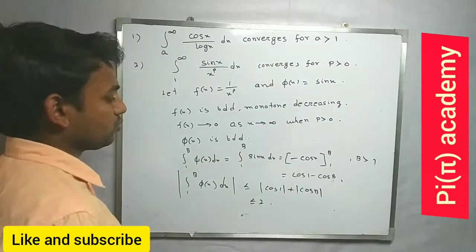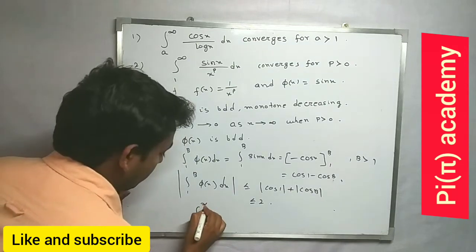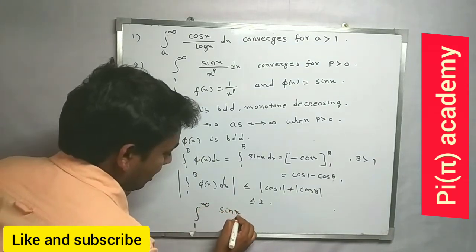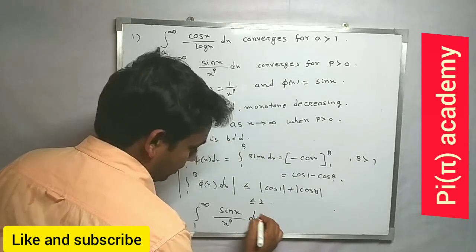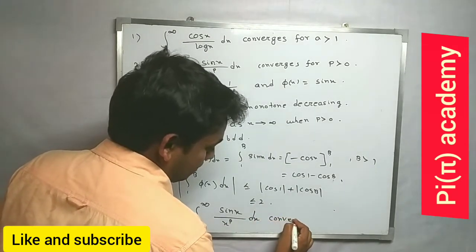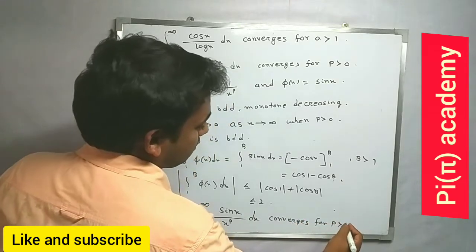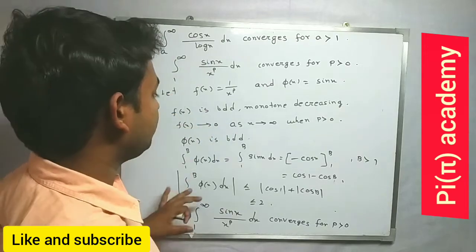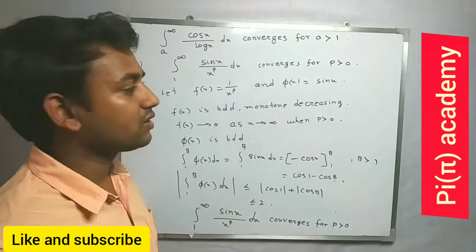Then by the Dirichlet test we can say the integral from 1 to infinity of sin x divided by x to the power p dx converges for p greater than 0. Therefore by the Dirichlet test we can say this is convergent for p greater than 0.